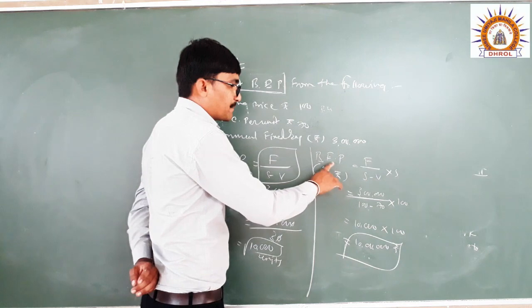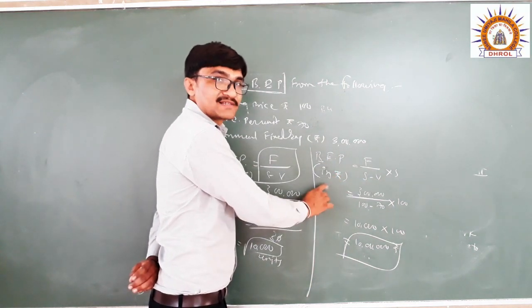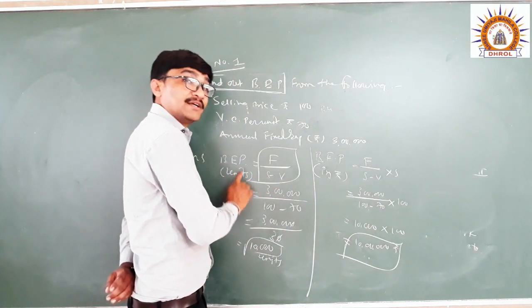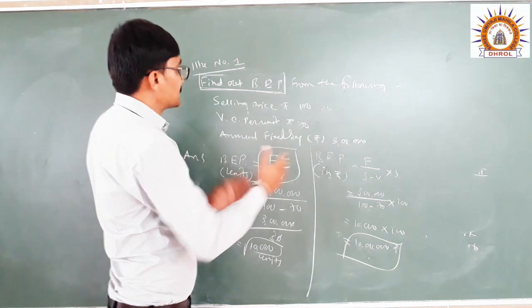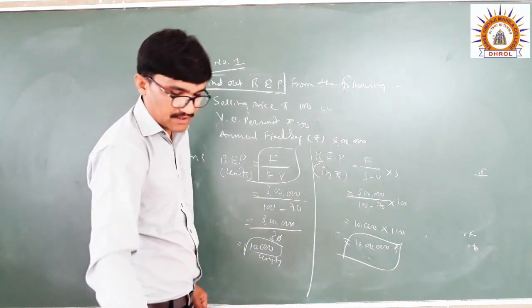So we can say that the break-even point in terms of rupees, it means break-even sales, we can call as that, right? And here the break-even sales in terms of units. So this is the simple illustration number 1. And now we start illustration number 2.